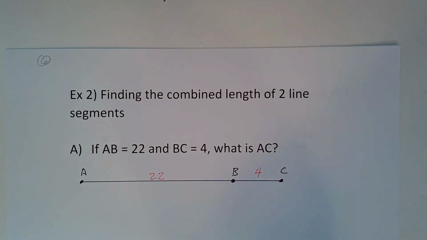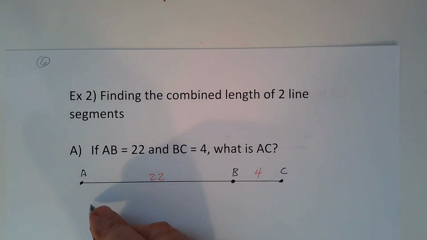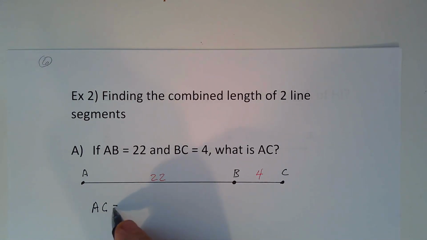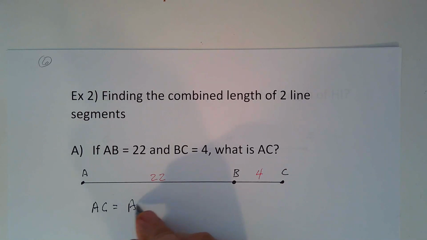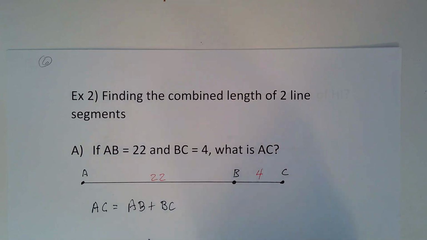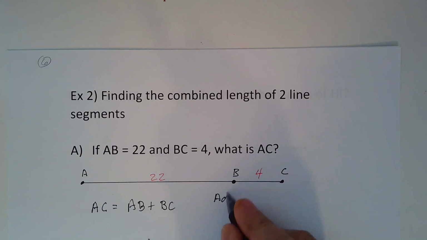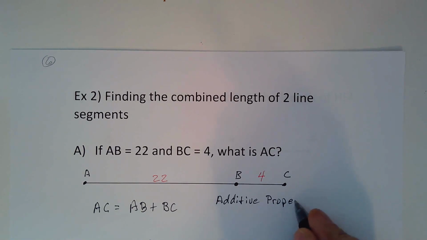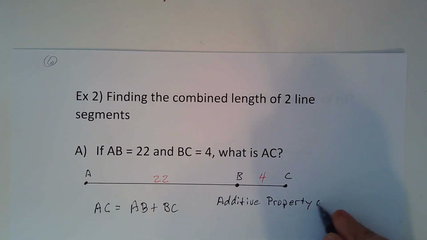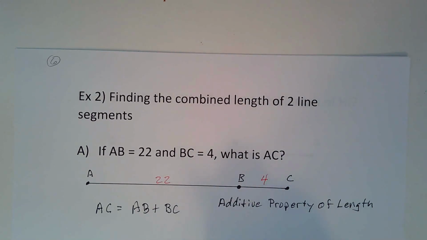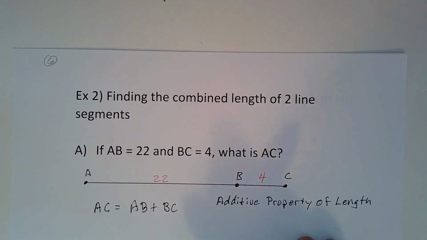All right, so we're going to set this up again as an equation. In this case, AC, the whole thing, is going to equal AB, the first part, plus BC. That's considered the additive property of length, because of course, again, we have to support this.